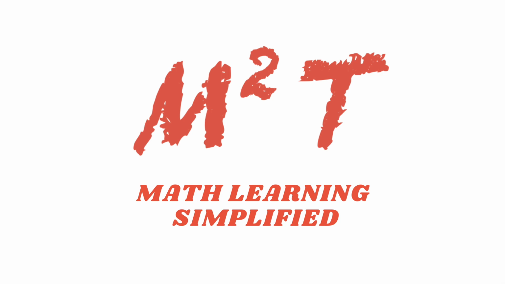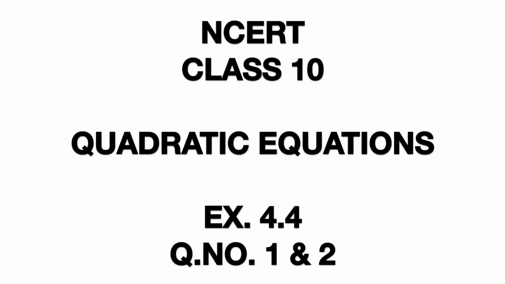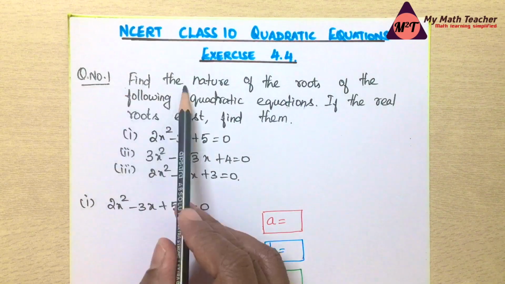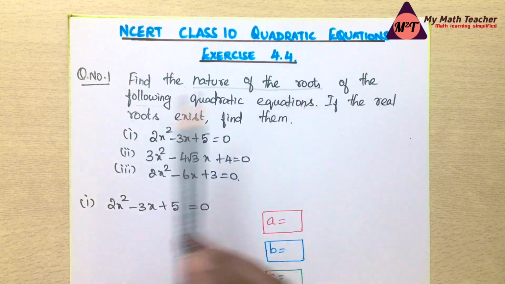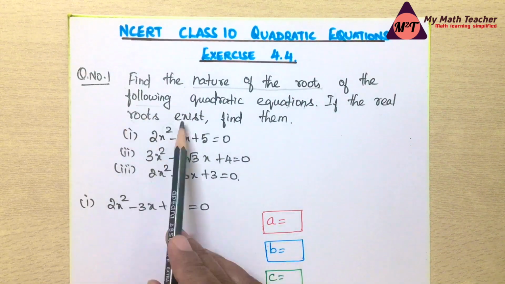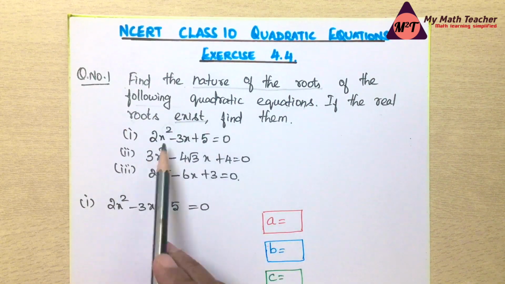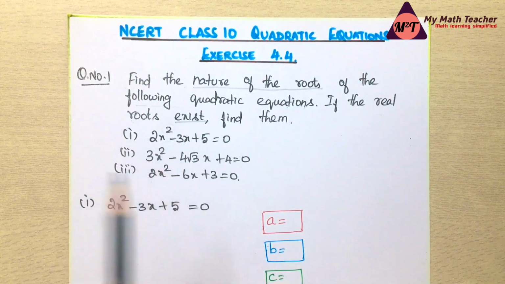In this video, I am going to solve question number 1 and 2 from the exercise 4.4. This is for class 10 students from NCERT syllabus. The chapter is Quadratic Equations. Find the nature of the roots of the following quadratic equations. You have to find the nature of the roots. If the real roots exist, find them. So these are the three given quadratic equations.